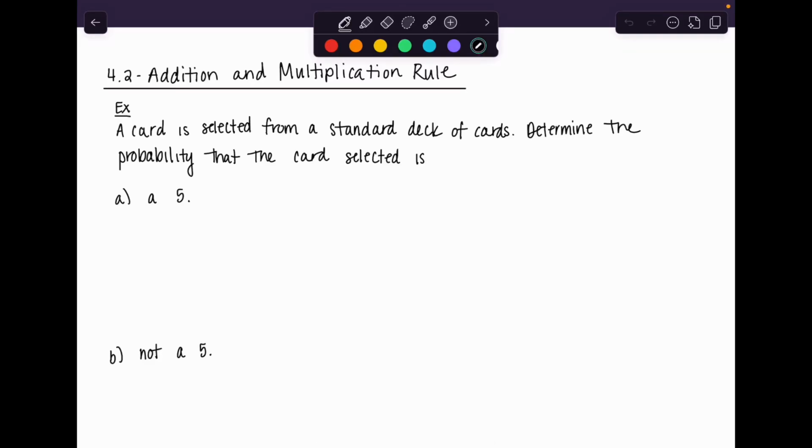So we're going to take our probability up another notch and just talk about more complicated events. So I'm first going to start out with an example to talk about a specific type of event in comparison to another. So say a card is selected from a standard deck of cards. We want to determine the probability that the card selected is a 5 and is not a 5, okay? So again, get comfortable with that deck of cards, but in total, there are 52 cards in a deck.